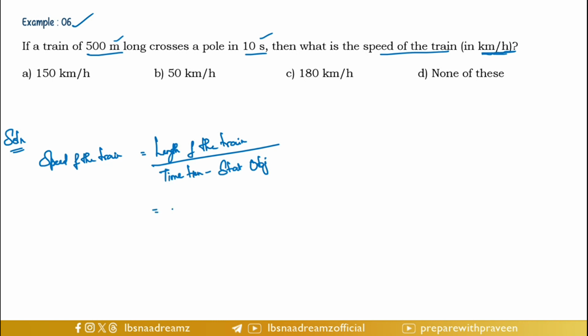So what is the length? 500 meter, divided by time taken, 10 seconds, is equal to 50 meter per second.